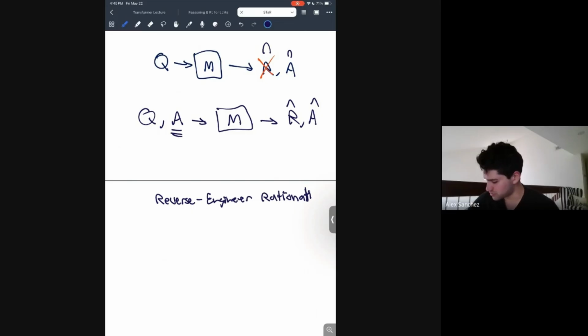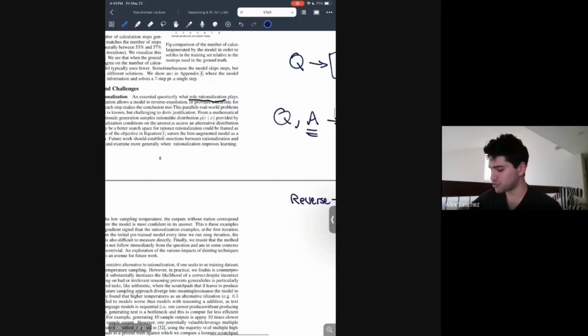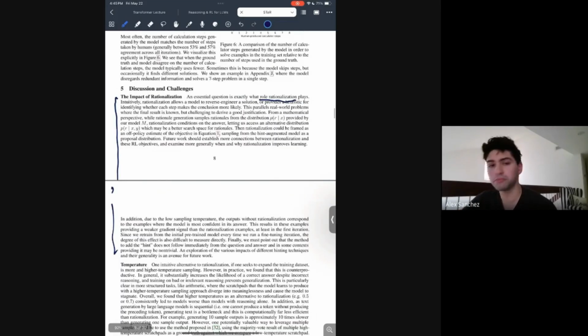Rationale. Something that they proved in this paper. And honestly, more important than the STaR loop itself is this finding of rationalization.